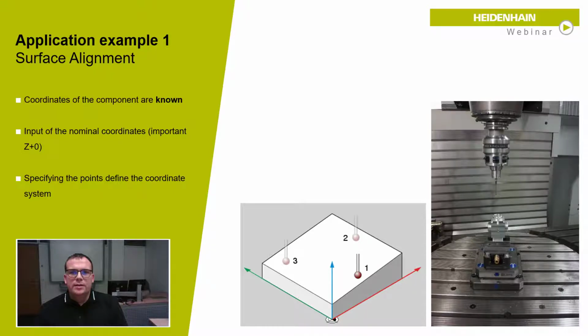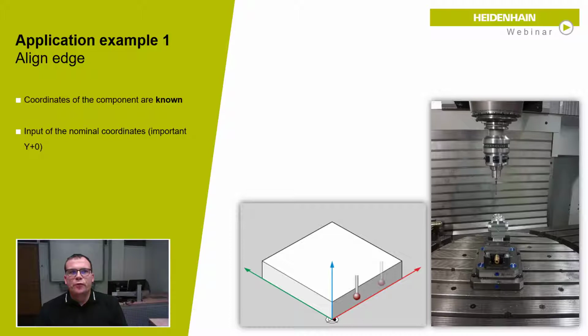It's important that the set coordinates, because we probe in the Z minus direction, must all be at the same position, so at the same height, for example Z0. As I mentioned before, we program the nominal coordinates here, so the control is already calculating with my programmed values. Otherwise I get a wrong result after the alignment.